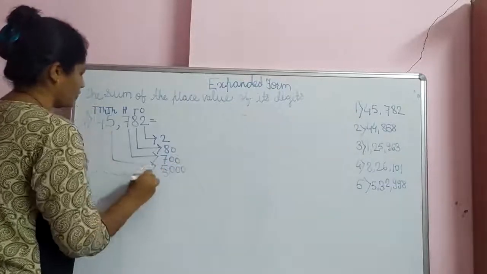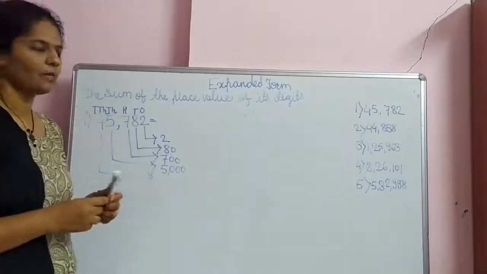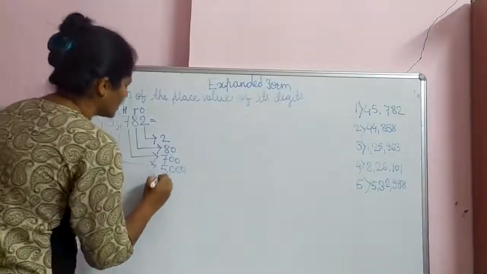Place value of this 4, what is it? It is on which place? 10,000. So what is the place value of this 4? Place value of this 4 is 40,000.